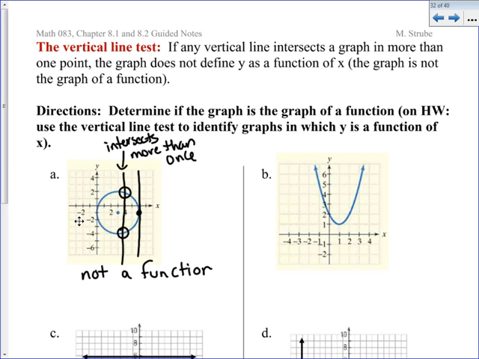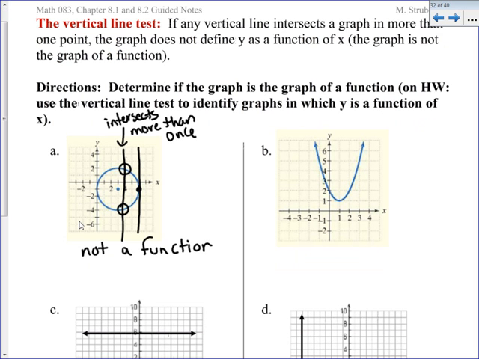So there's a ton of lines you could draw in there that would make it fail. But that's what we're trying to do with graphs, we're trying to make it fail. We're trying to see, is there a vertical line anywhere on there that I could draw that would intersect the graph more than once? And we can say it fails, and it's not a function.